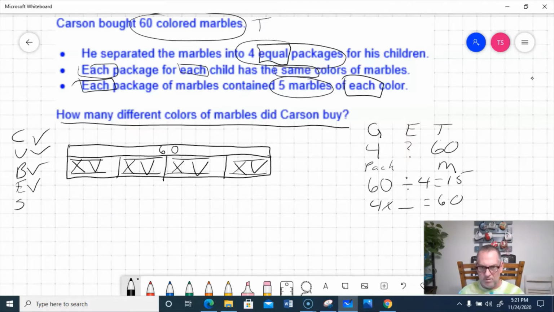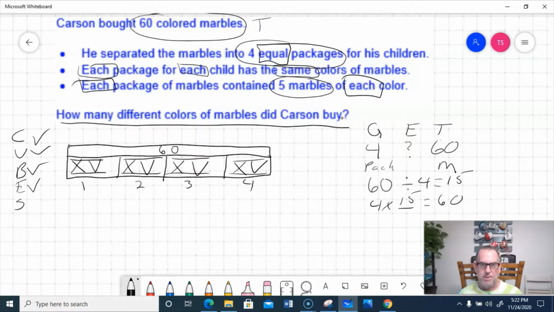So the 15 represents how many marbles are in each package. This would be package 1, package 2, package 3, and package 4. But does 15 answer my question though? 15 in each package. And the question is, how many different colors of marbles did Carson buy? So that doesn't really answer my question, does it? So I still need to do some work here.